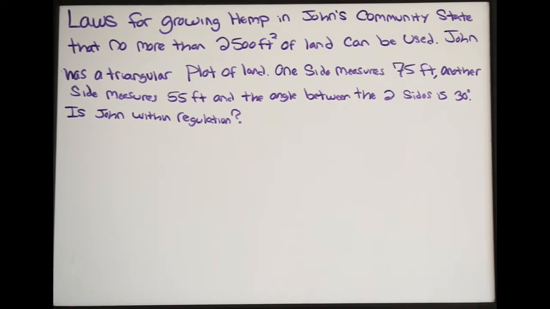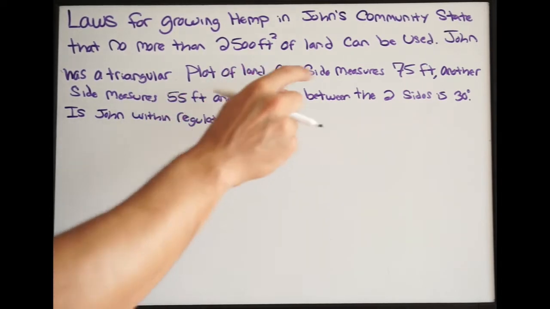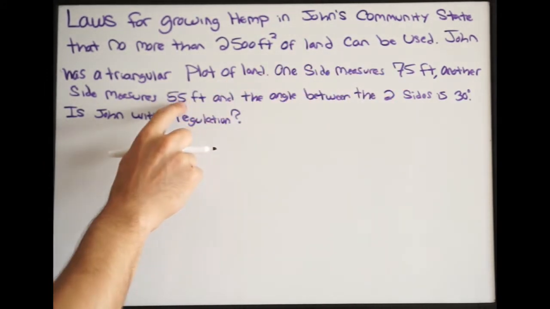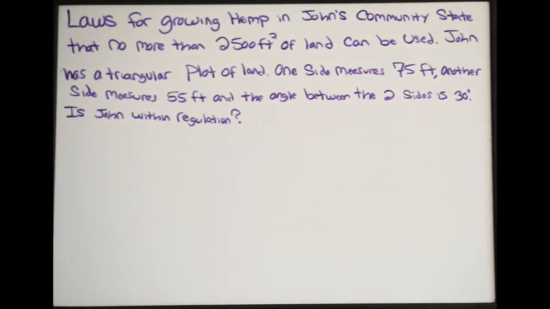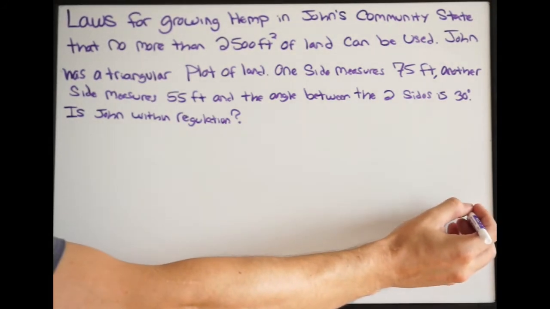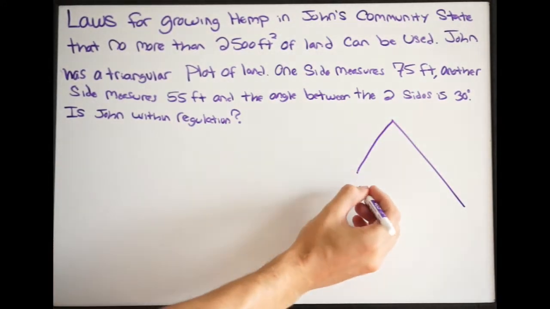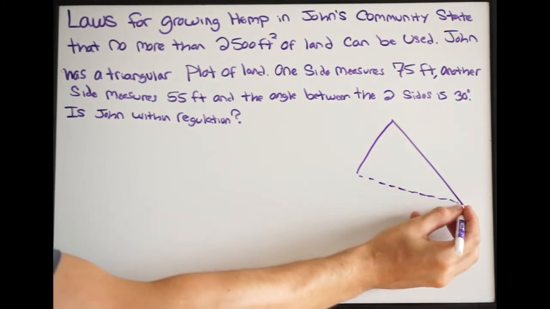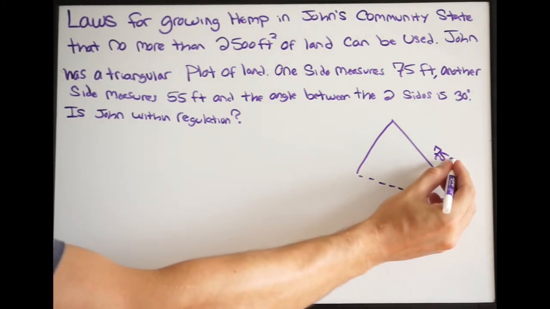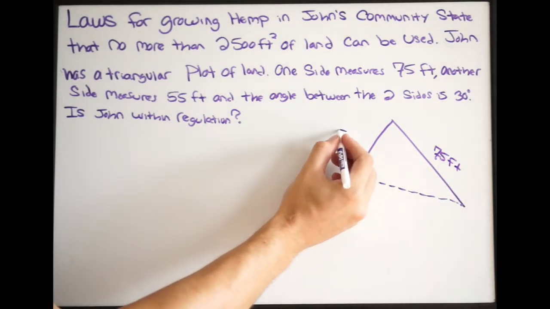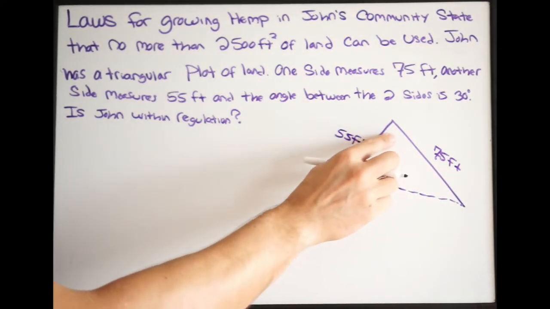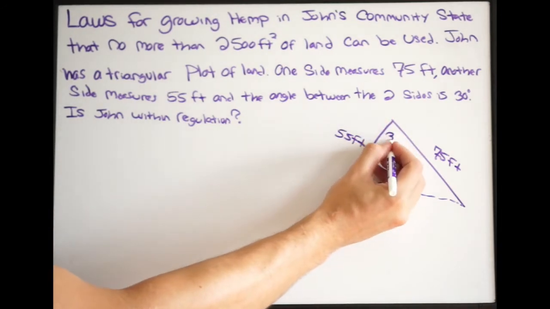For this problem, you are going to need knowledge of the law of cosines, and we're also going to use Heron's formula. First, let's just focus on the law of cosines. What we're going to do here is draw out what is going on. We know that one side is 75 feet, another side is 55 feet, and the angle between those two sides is 30 degrees. Drawing that out, here is 75, here is 55, and the angle between the two sides is going to be 30 degrees.